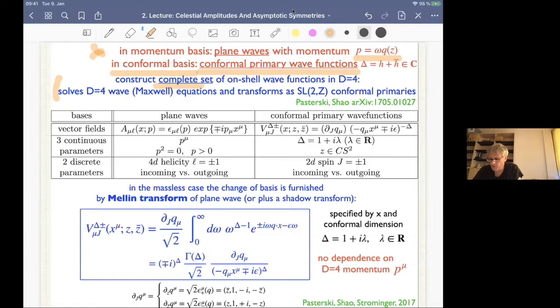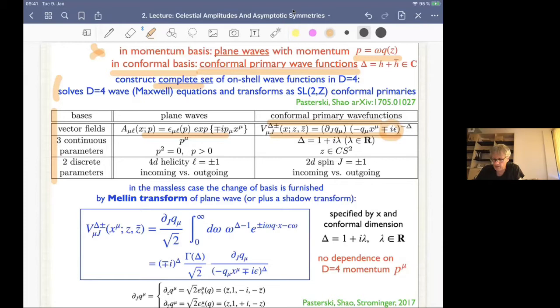And you get a complete set of wave functions, which now in this table looks as follows. I did it here for the vector field, which is to scatter gluons. So we have plane waves, and on the right-hand side, on the celestial sphere, we have conformal primary wave functions, which look as follows. They just come from the plane waves by a Mellin transform. I didn't show you this epsilon, the i epsilon, yesterday. This is a little regularization you can introduce.